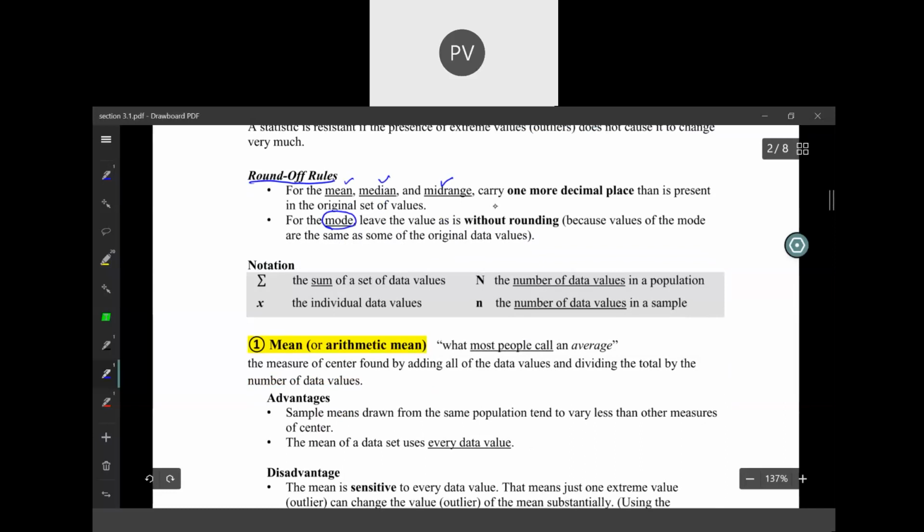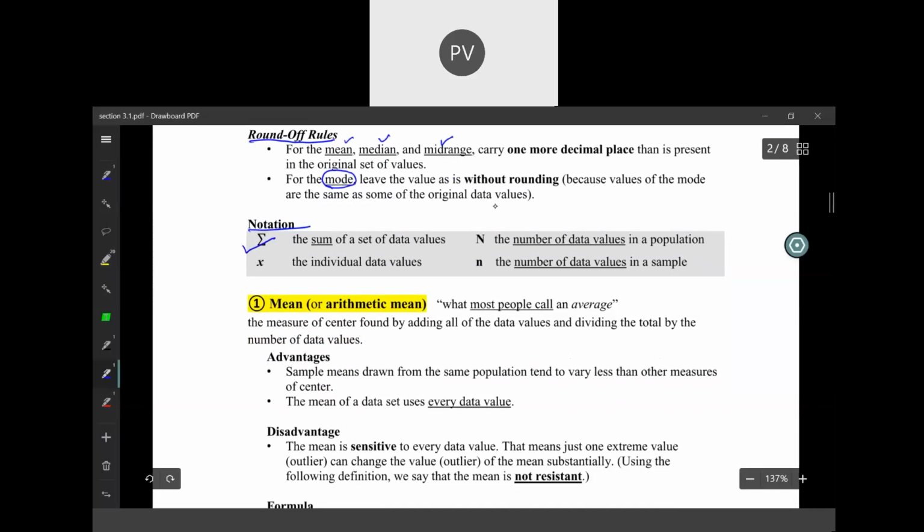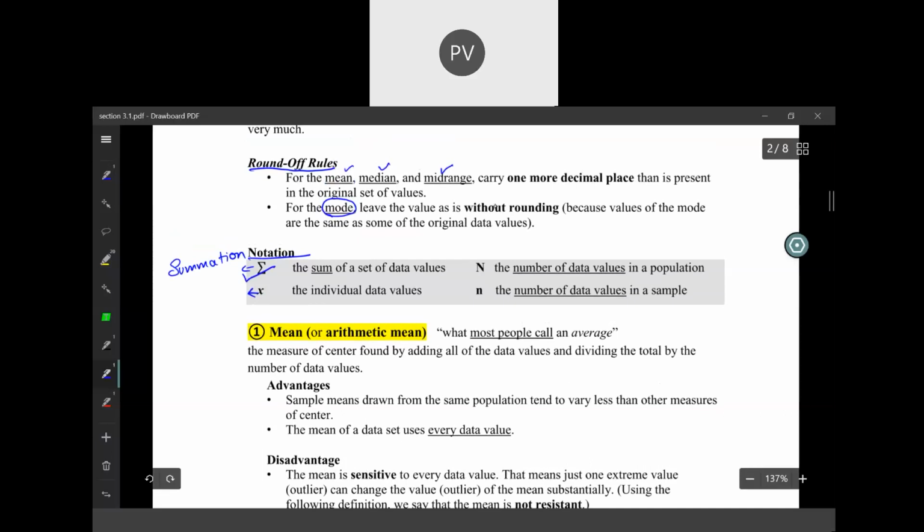Okay, now notations. So this I had explained in the first class, saying that this is called summation, which means the sum of all the set of data values. x is nothing but the data values. Capital N is the number of data values, or else we can call it the frequency of a population. If you have capital N, then remember it is related to the population. If you have small n, most of the time you will get small n. So if it is small n, it is related to a sample.